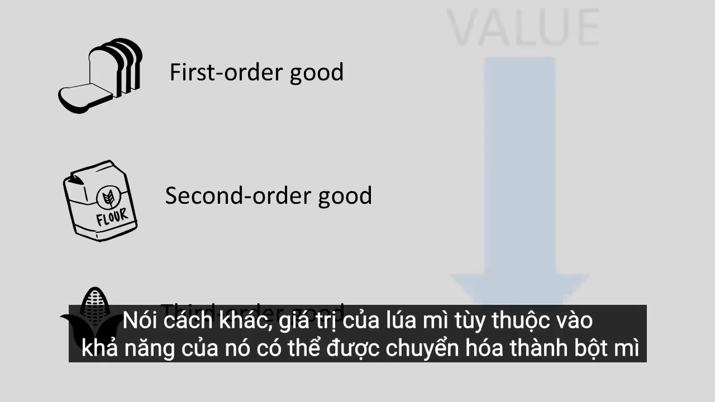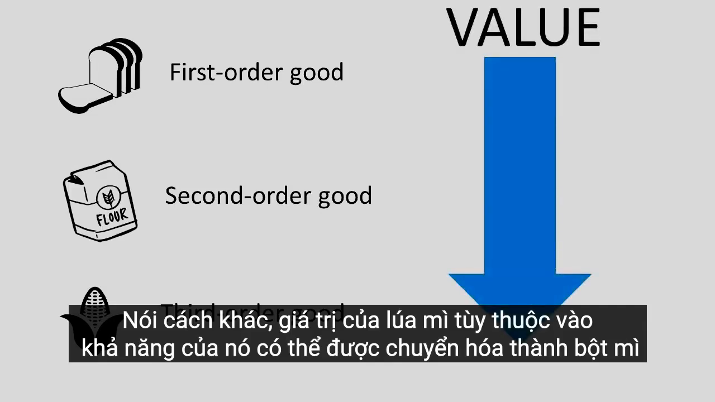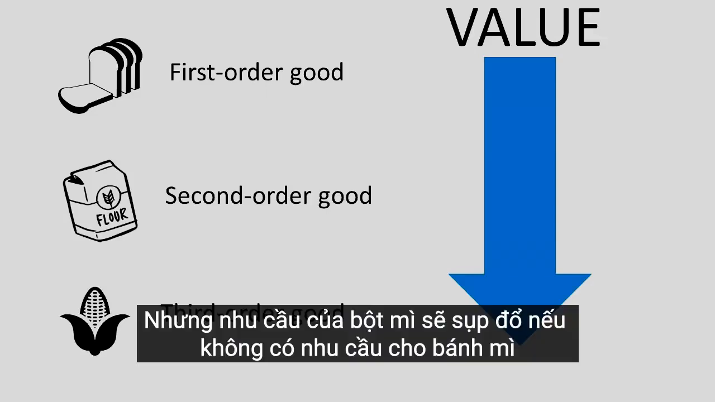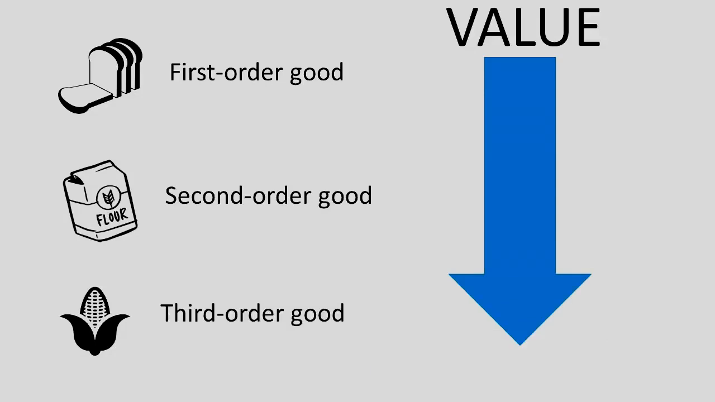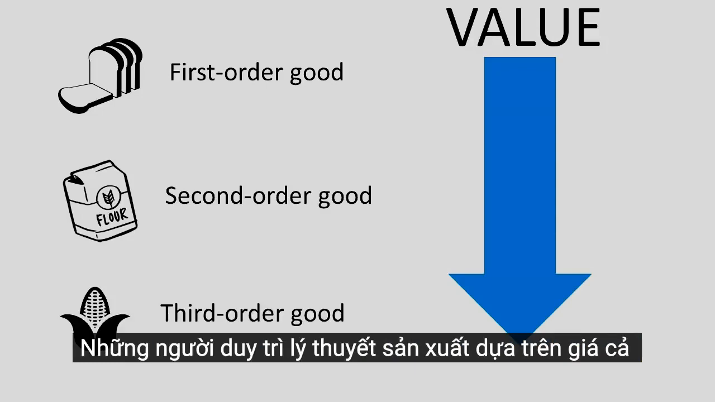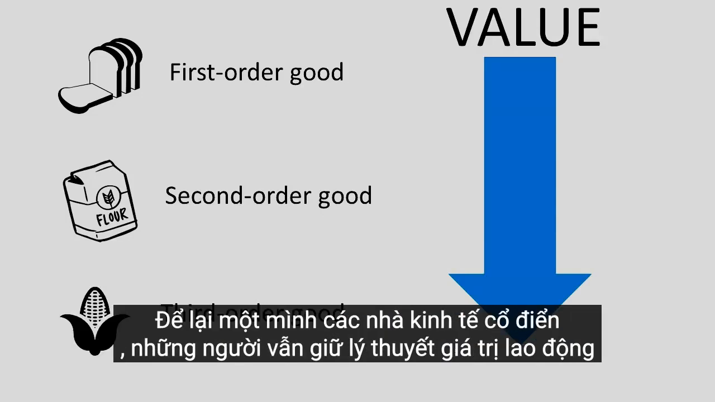In other words, the value of the wheat depends on its ability to be transformed into flour, which in turn depends on its ability to be transformed into bread. The demand for flour would collapse if there was no demand for bread. Now, this may seem like a super obvious point, but it is still not grasped even by neoclassical economists who maintain a cost-based production theory, let alone classical economists who maintained the labour theory of value.